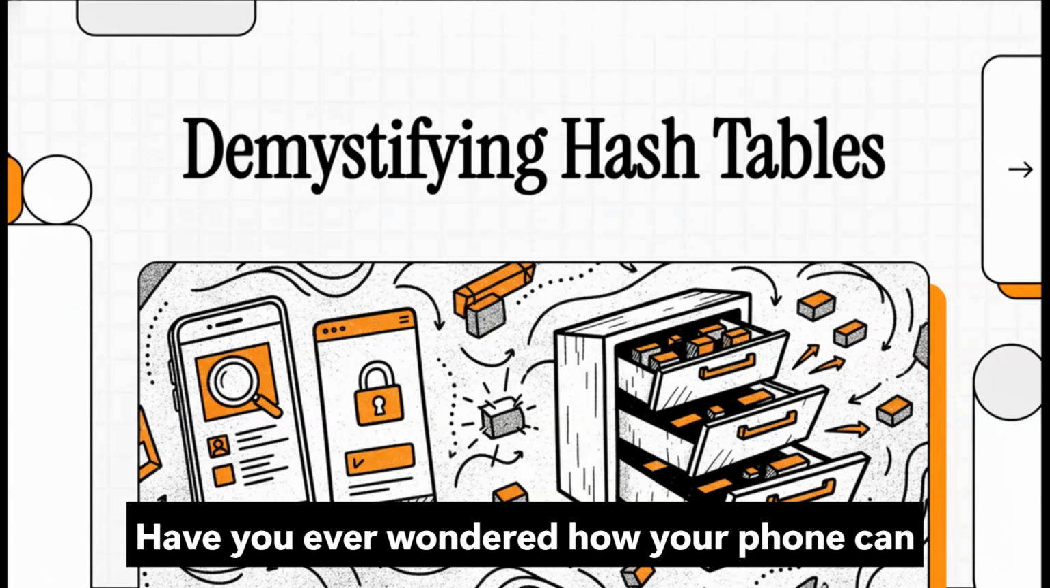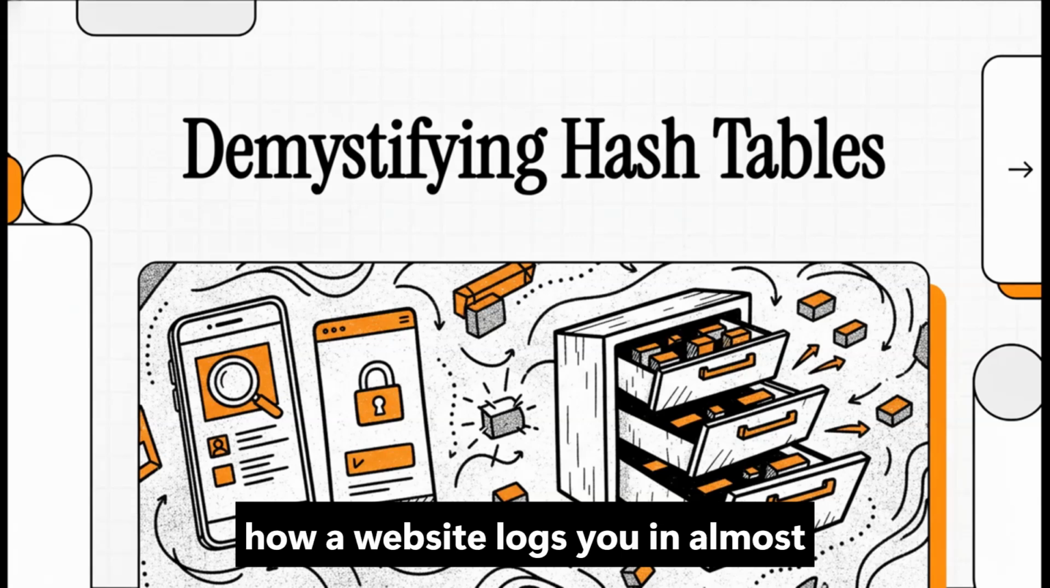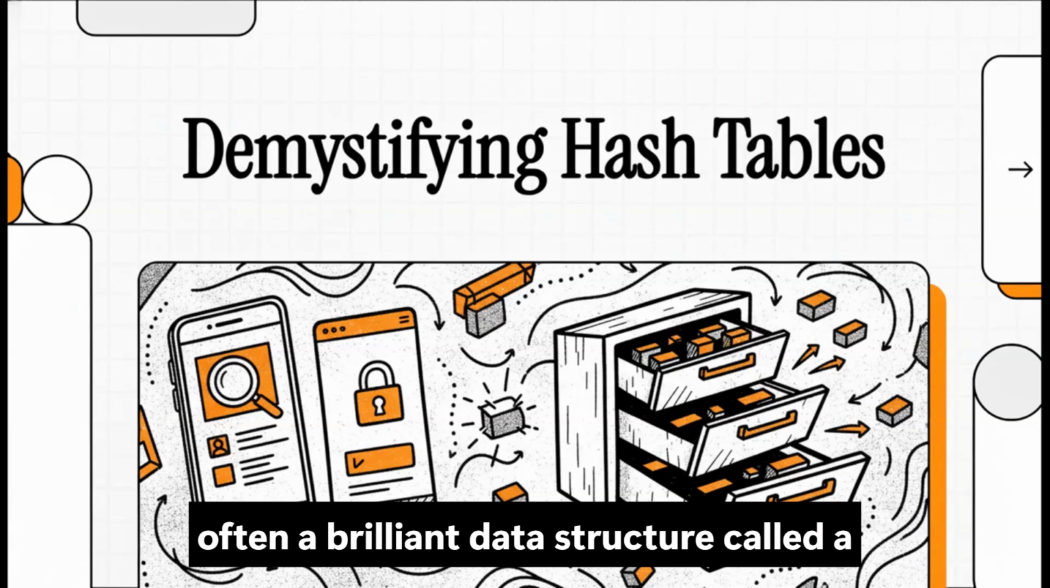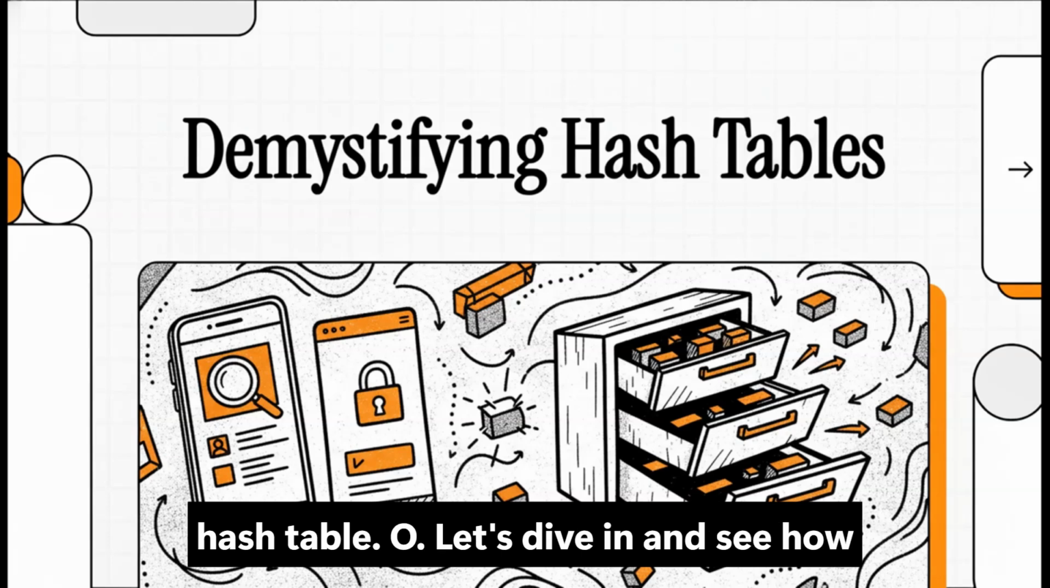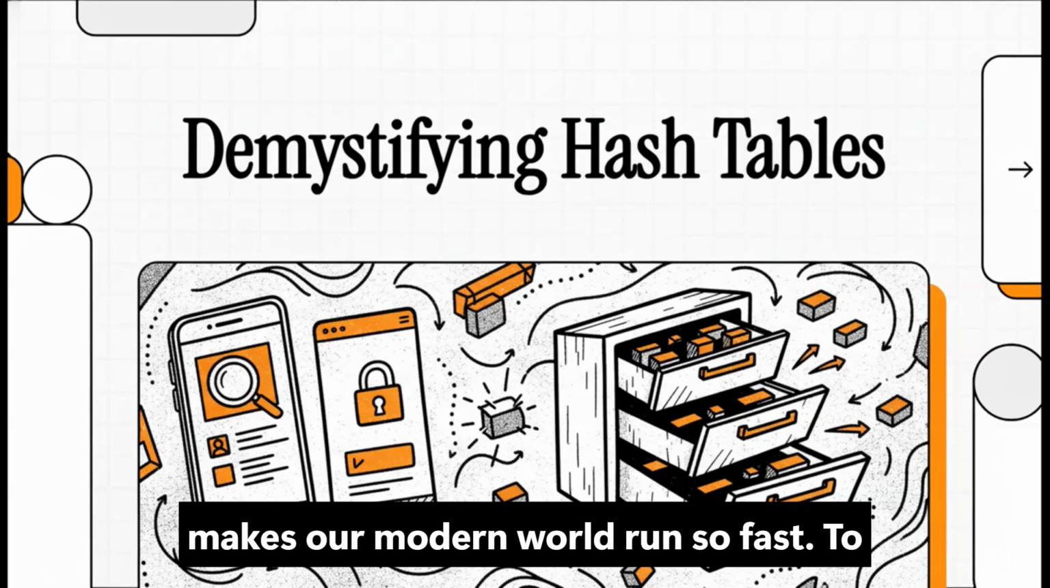Ever wondered how your phone can pull up a contact in a split second? Or how a website logs you in almost instantly? Well, the secret sauce is often a brilliant data structure called a hash table. So let's dive in and see how this incredible digital filing cabinet makes our modern world run so fast.